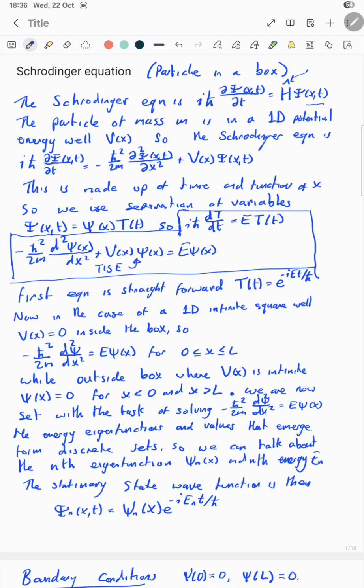So the Schrodinger equation is given here as such. This is made up of time and a function of x, so we need a separation of variables as such. And the one in the box at the bottom here is the time independent Schrodinger equation, which we'll focus on. The first one, with the time element, is a very straightforward solution of the differential equation, which is here.